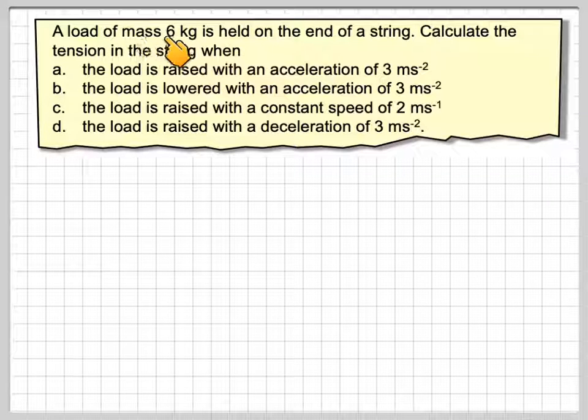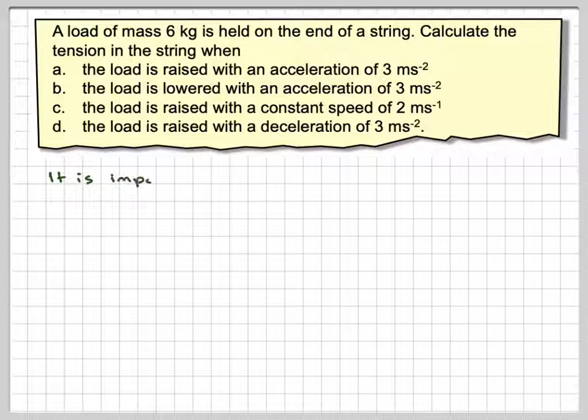A load of mass 6 kilograms is held on the end of a string. Calculate the tension in the string when: a) the load is raised with an acceleration of 3 meters per second squared; b) the load is lowered with an acceleration of 3 meters per second squared; c) the load is raised with a constant speed of 2 meters per second; and d) the load is raised with a deceleration of 3 meters per second squared.